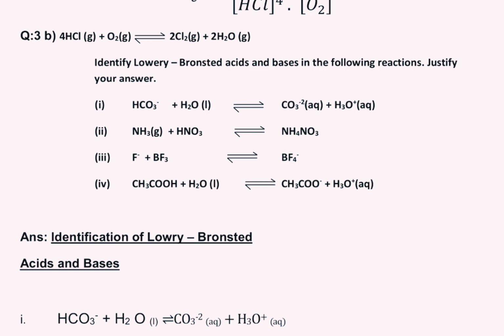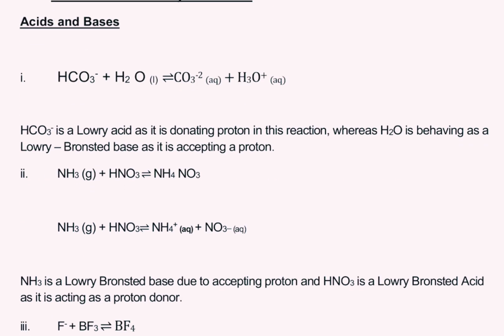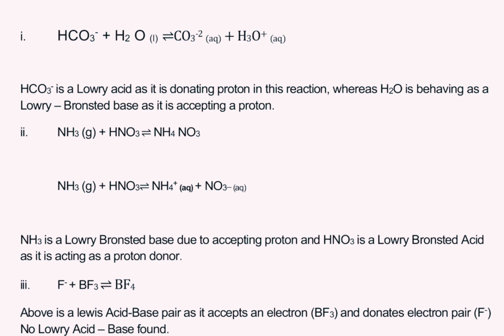Those which release the hydrogen ion are considered Lowry acids. So your bicarbonate is the Lowry acid here, and water absorbs that proton, so it is considered the Lowry-Bronsted base. And then we have ammonia reacting with nitric acid, and it's forming ammonium nitrate here. So what exactly happens here, we broke it down into equation form. In ammonia, nitrogen has a lone pair, and it takes H positive from the nitric acid.